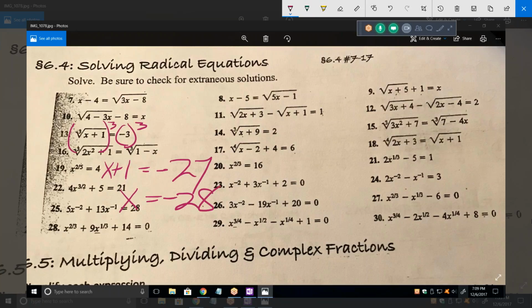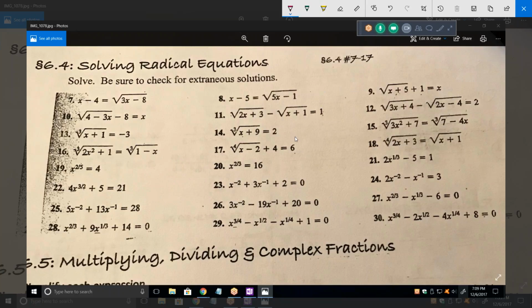Now, if I plug that in and check, minus 28 plus 1 is minus 27, and the cube root of minus 27 is minus 3. When you take cube roots of negative numbers, you get negative numbers. It's not plus or minus like square roots. Odd roots produce the same sign as you start with. So that's relatively easy.